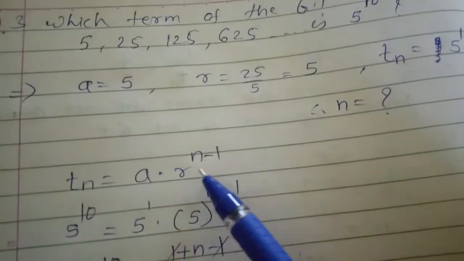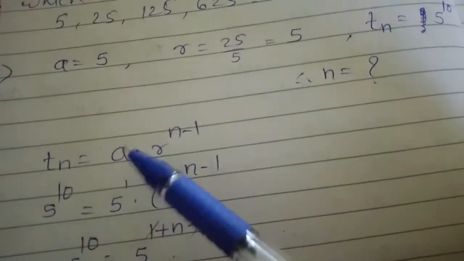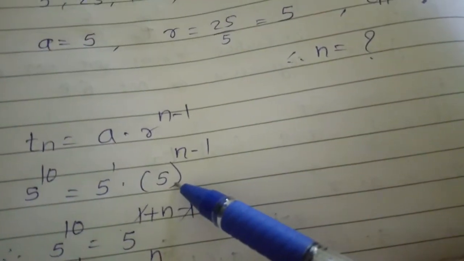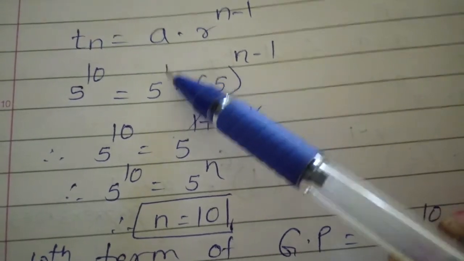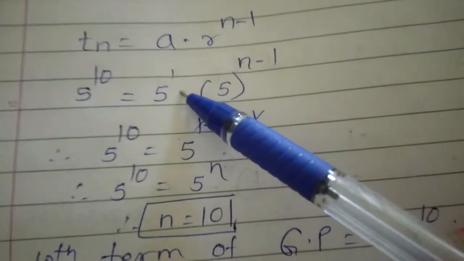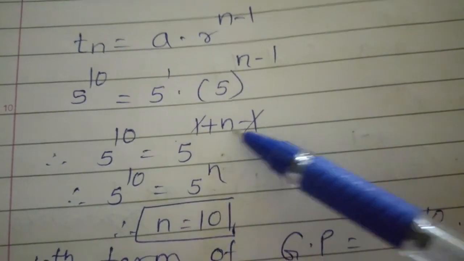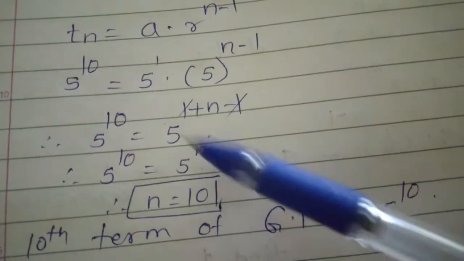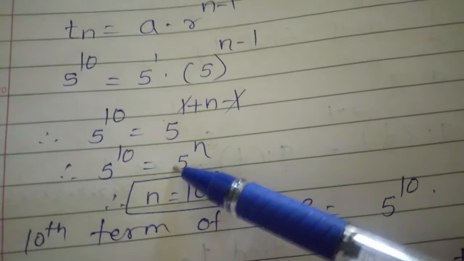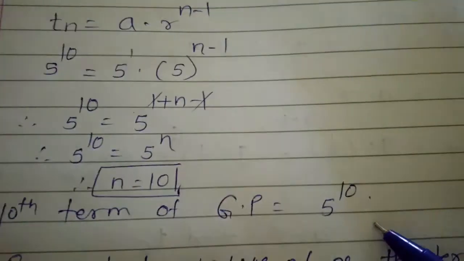So tn is equal to a into r raised to n minus 1. The tn we are given is 5 raised to 10 is equal to a is 5 and r is 5 raised to n minus 1. So 5 raised to 10, the power is nothing, means here power is 1, and since it is a product, the bases are the same, so we can take the addition of the powers. So 1 plus n minus 1, 1 gets cancelled, so we get 5 raised to n, and so by comparing the powers, since the bases are the same, n is equal to 10, and so the 10th term of the GP is 5 raised to 10.